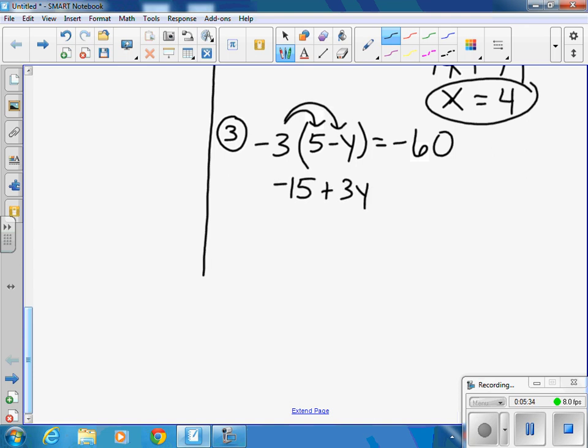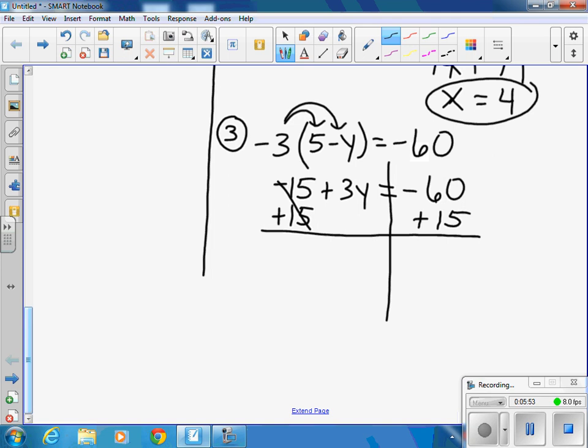Please watch your signs. That's one of the careless mistakes that I see happening over and over again. Equals -60. And at this point, you are back to your normal two-step equation. Right? You always want to move the item not touching the variable first, so that'd be the -15. Opposite of -15 is add 15. Don't ever touch the number attached to the variable until the very end. 3y equals -45.